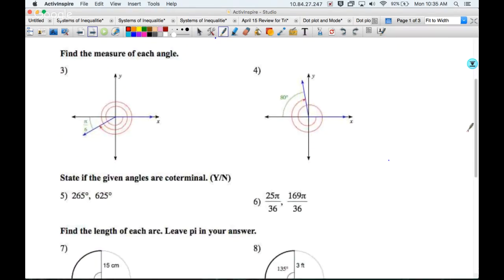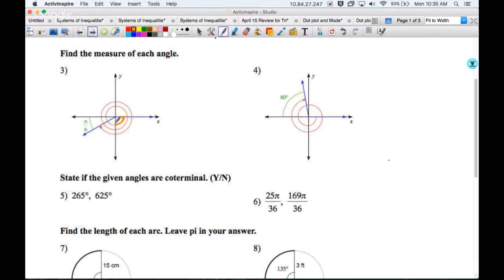All right, find the measure of each angle. Let's do number 3 here. What I want to do when I find this measure is follow the spiral, counting by either half revolutions or full revolutions. But just remember, if my reference angle is given in radians here, which I can tell it is because it doesn't have the little degree symbol and it has a pi, then I want to count in radians as I count my spiral. So here I put my pencil at the start.